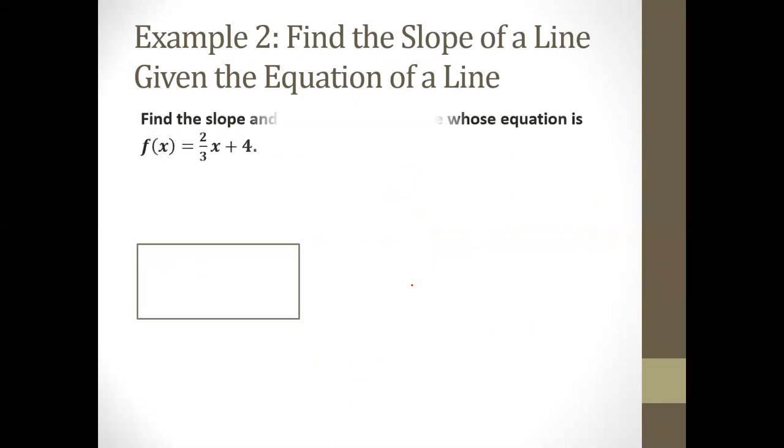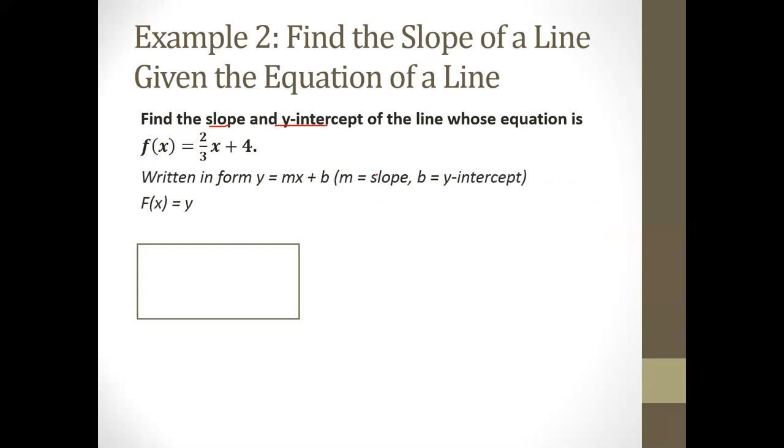Here we're going to find the slope of a line when we're given this function, f of x equals 2/3 x plus 4. What is our slope and our y-intercept? The slope is going to be the term that's in front of x. Remember, our m is 2/3, the number that's in front of x, and our y-intercept is the number that's behind x, so it'll be 4.